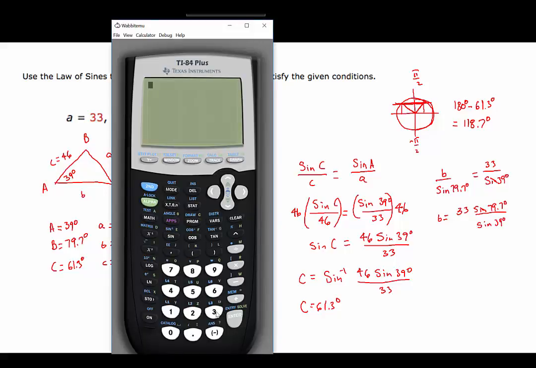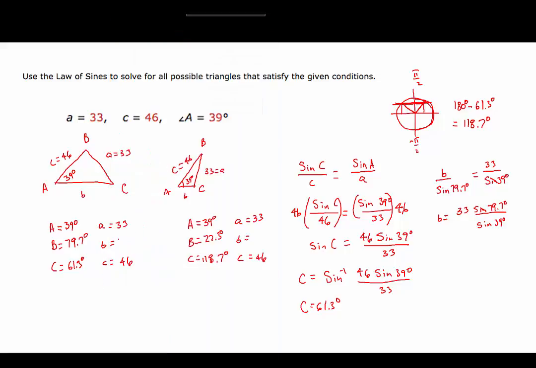So typing this into the calculator then, we would have 33 times the sine of 79.7 degrees divided by the sine of 39 degrees. So this gives us 51.6 for the remaining side on this triangle.